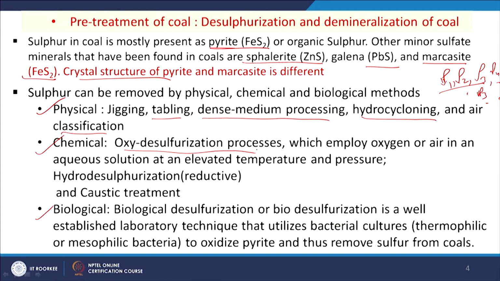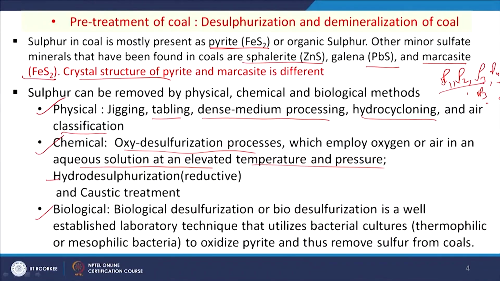Some examples are the oxydesulfurization process. In this case, oxygen dissolved in an aqueous solution at elevated temperature and pressure is used, so that the sulphur of the pyrites is oxidized, and organic sulphur can also be oxidized to some extent. And then hydrodesulfurization, where we supply hydrogen at high temperature; if we have good control on it, we can get some conversion of the sulphides to sulphur dioxide.